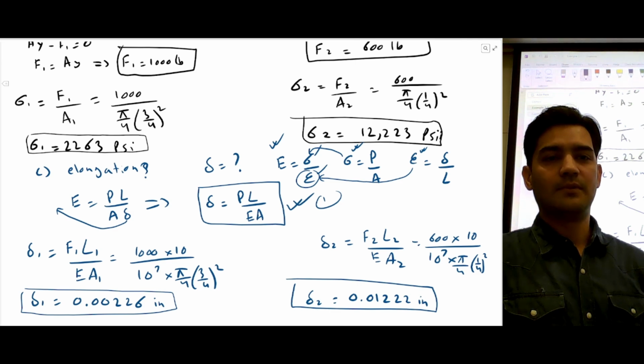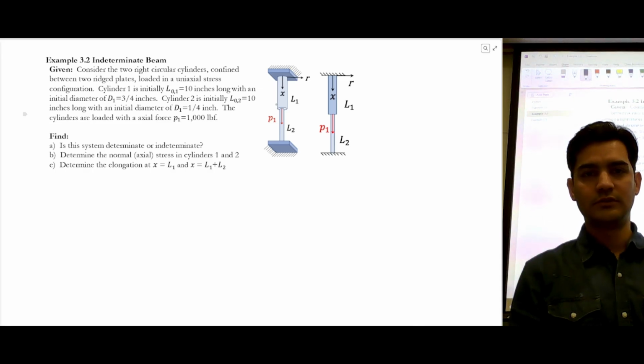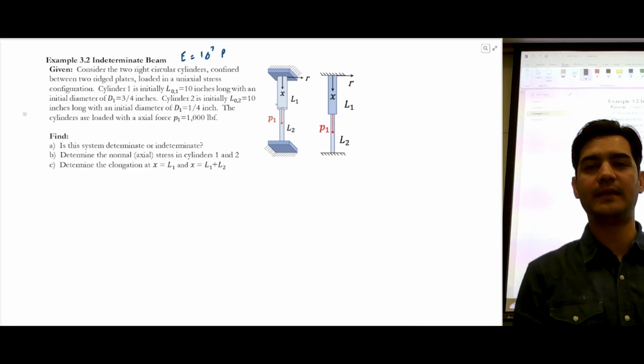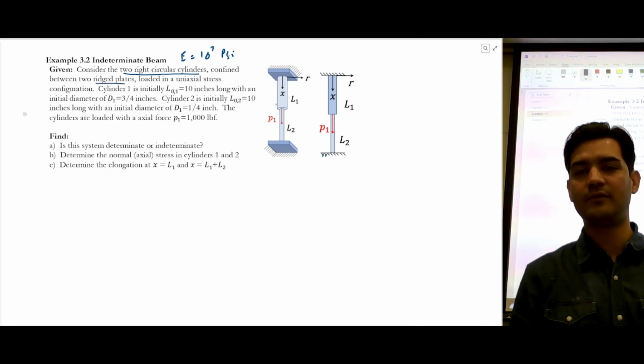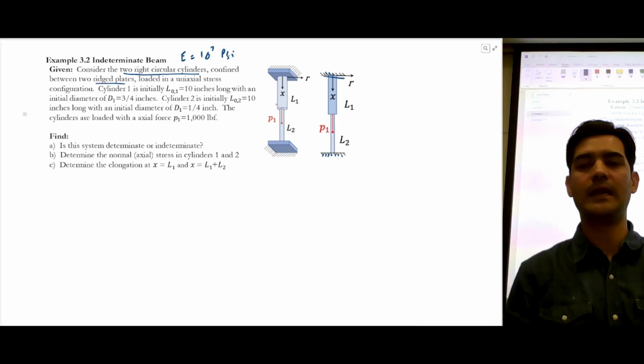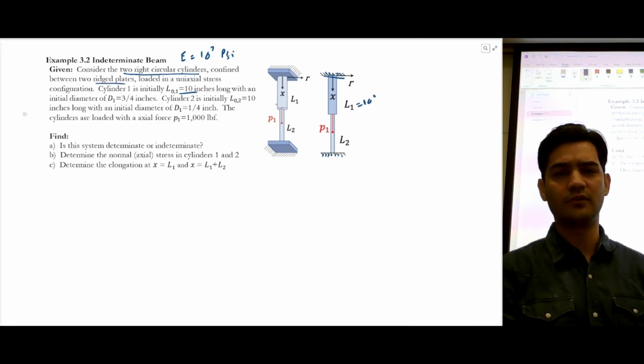Let's go to example 3.2. It says the modulus of elasticity is 10 raised to the power 7 psi. Two circular cylinders are confined between two rigid plates, so now we have a fixed support at both ends. Cylinder 1 is 10 inches, like before. The diameter is 3 by 4th of an inch, like before.